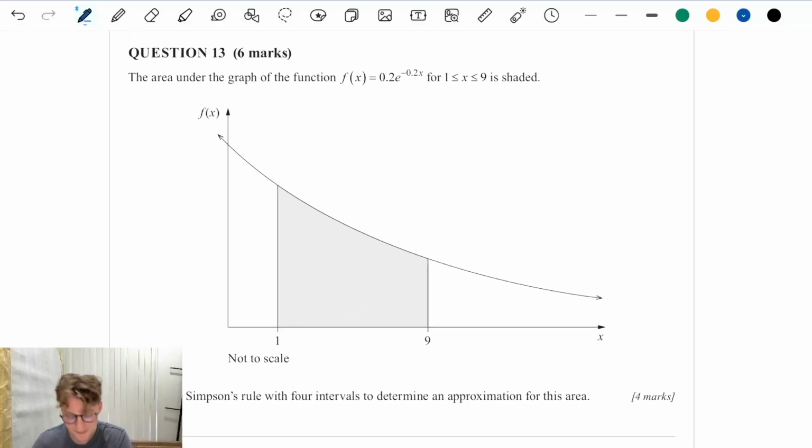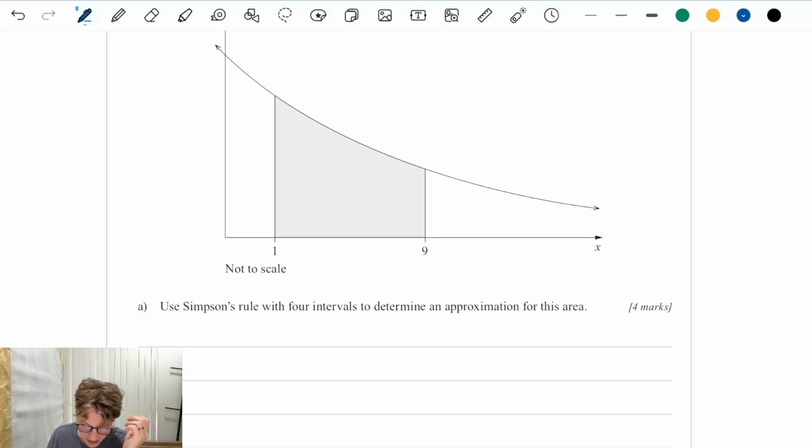Alright, question 13. The area under the graph of the function f(x) = 0.2e^(-0.2x) between 1 and 9 is shaded. Cool, we can see that in the picture. Use Simpson's rule with 4 intervals to determine an approximation for this area. Love Simpson's rule. So this shouldn't realistically be too bad.